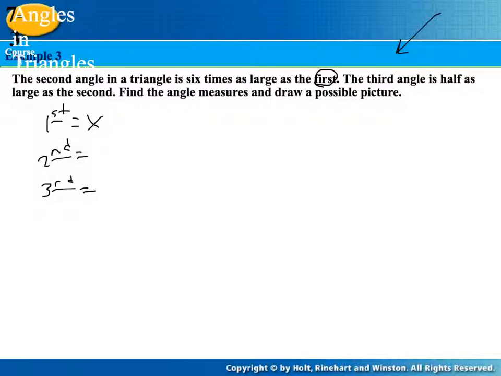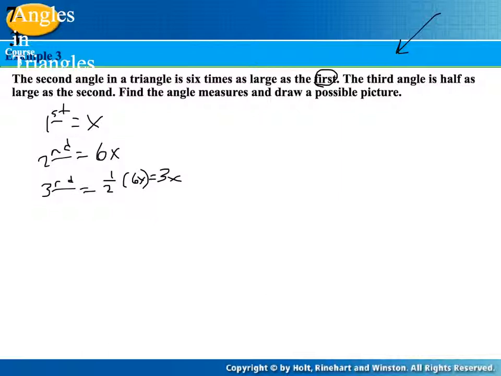There's the first angle. Okay? Your second angle, it says, is 6 times as large as the first. Well, if my first angle is x, my second angle is 6x. 6 times x. The third angle is half as large as the second angle. So I need to take half of my second angle, which is 6x. If I simplified this, I would get 3x. 3x is half of 6x. Okay, so I have x, I have 6x, I have 3x.